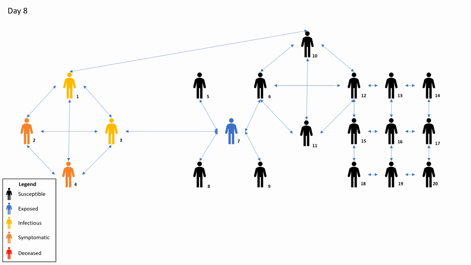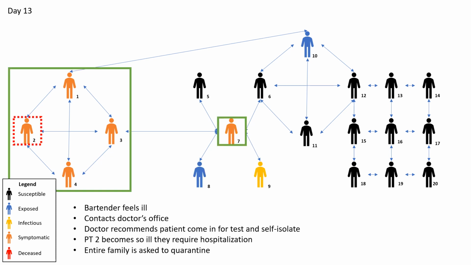On day 8, individual 3 still passes this virus on to patient 7, our bartender. On day 12, individual 1 passes this infection on to individual 10. But on day 13, a couple of things happen. First, the bartender feels ill, and thankfully the bartender does have health insurance and contacts their doctor.